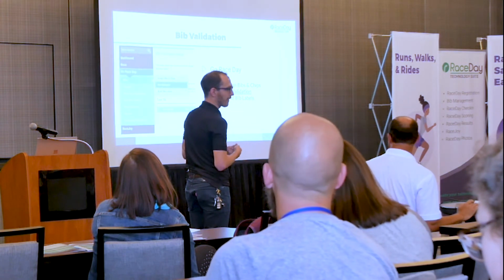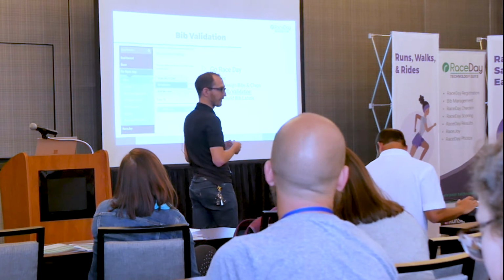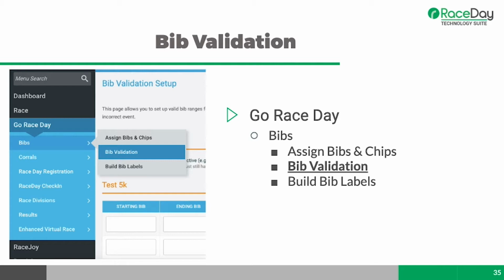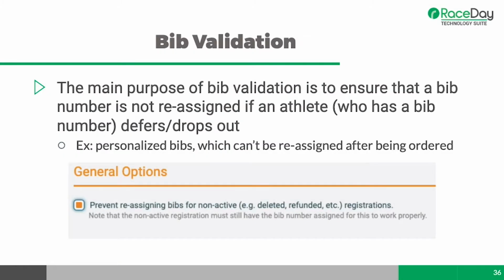Oh, okay. I want to talk a little about bib validation because Steve was talking about that. This is what we were saying. So if you go to bibs, assign bibs and chips, bib validation, this is where you can say I don't want those bibs to be reused or put back in the pool if they've been deferred, refunded, and so on. So it's that bib validation setting that you were looking for. There you go. Prevent reassigning bibs for non-active registrations. That's the one that you were looking for.